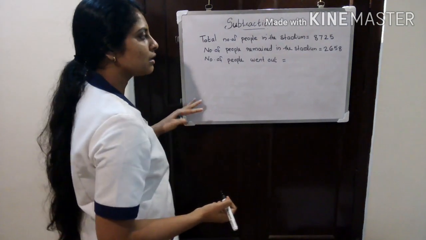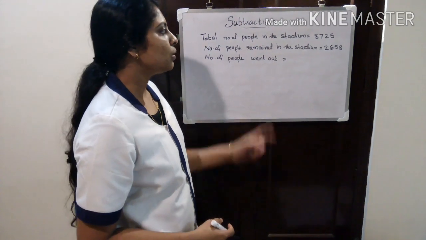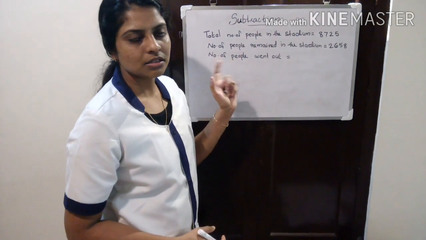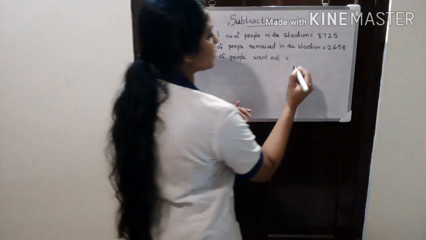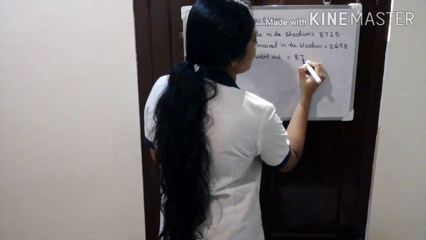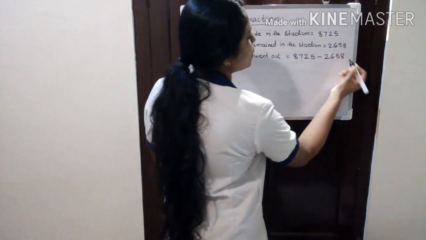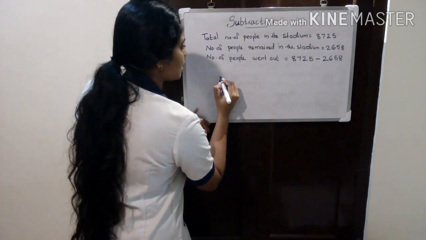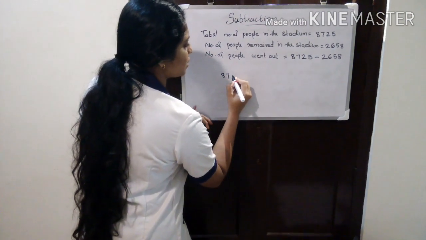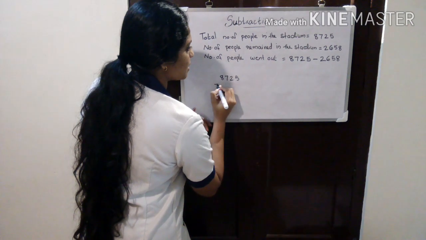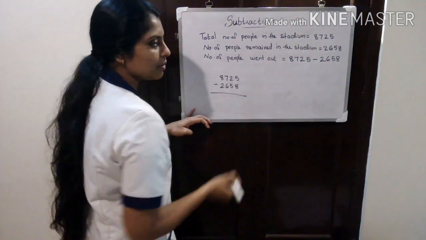So you want to subtract 2,658 from the total number of people in the stadium. That is from 8,725. That is 8,725 minus 2,658. Do this in your margin column. That is arranging column wise. 8,725 minus 2,658. Starting from 1's place.